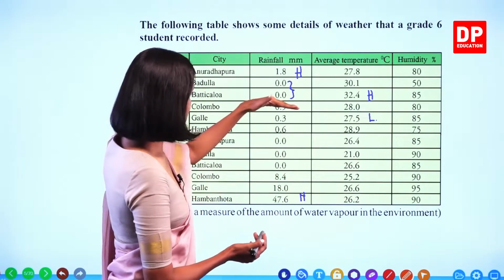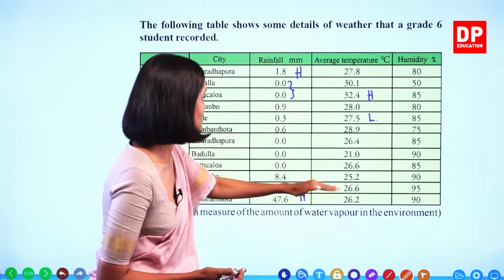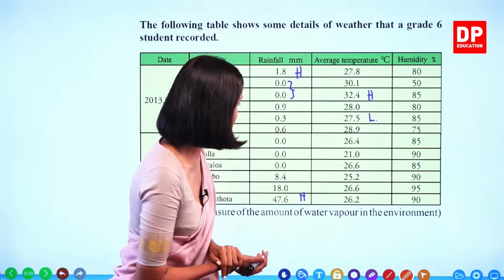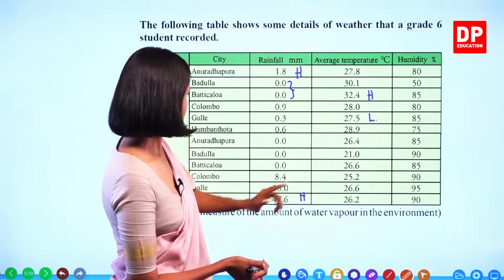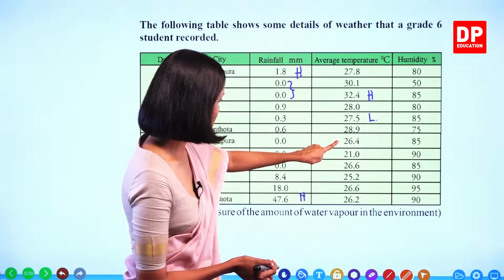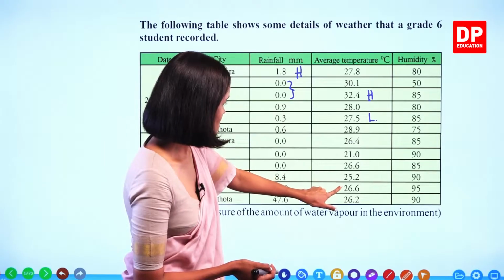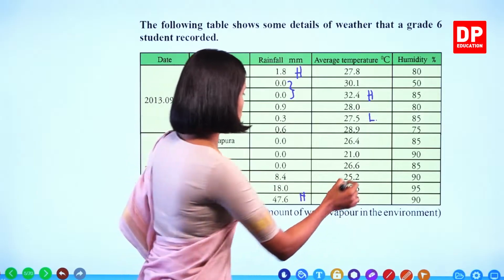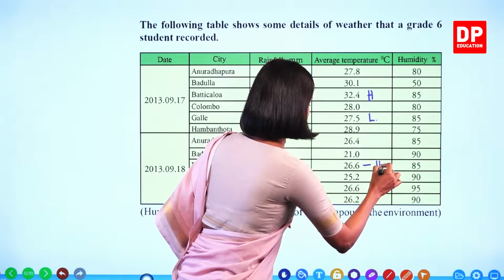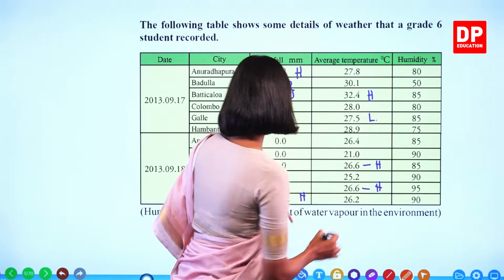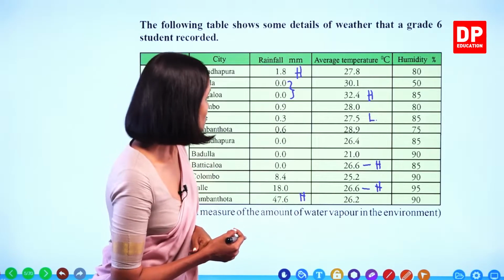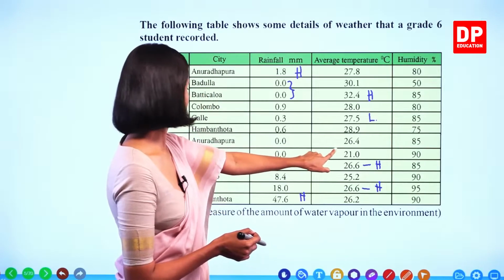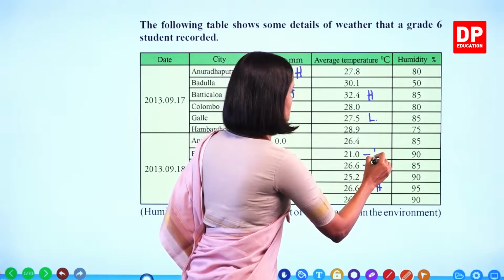So if you consider the 18th, the second day, where can we see the highest average temperature? We can see 26.4 and 26.6. Here also 26.6. This is 26.2. So these two have the highest temperatures, Batticaloa and Galle. Lowest temperature, 21, Badulla. This is the lowest.